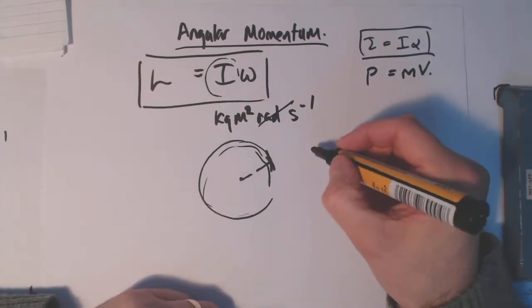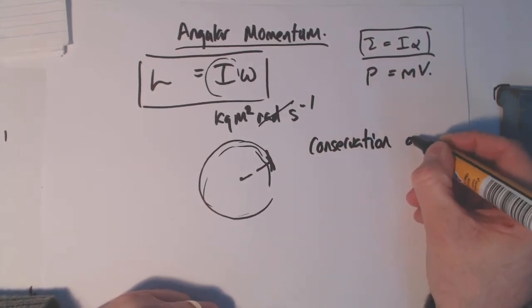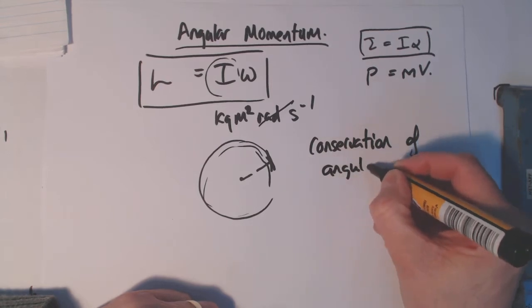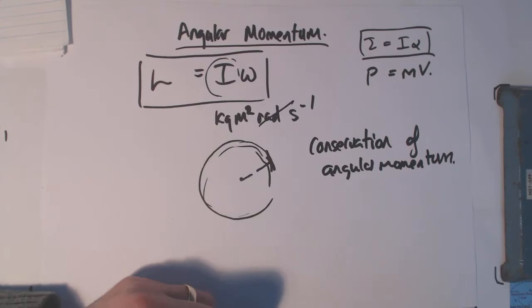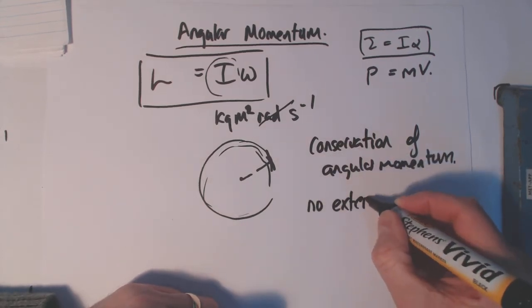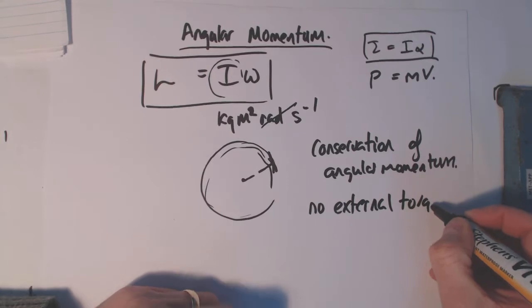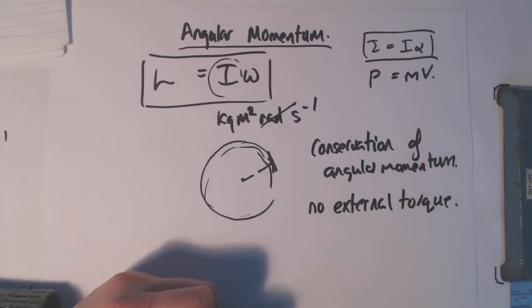We're going to have something called conservation of angular momentum, just like we had conservation of momentum. What does that mean? Just like when we had conservation of momentum, we used to say if there was no external force acting, then we could say there was conservation of momentum. If there's no external torque operating in a system, then we can say there will be conservation of angular momentum.